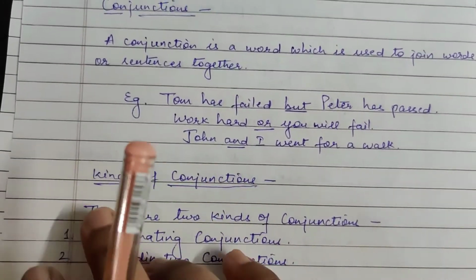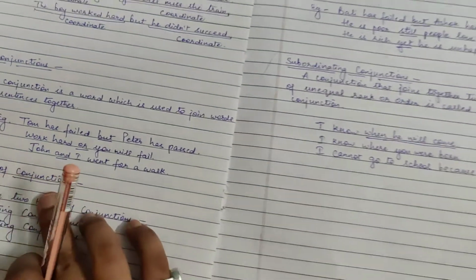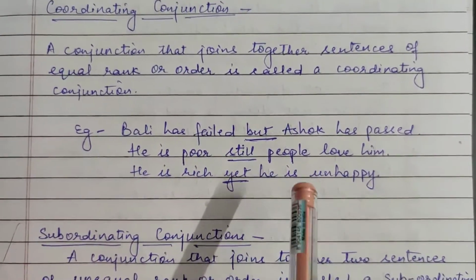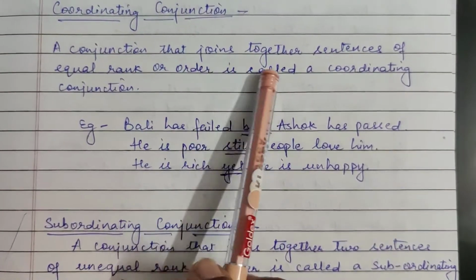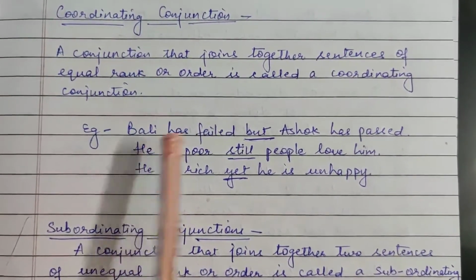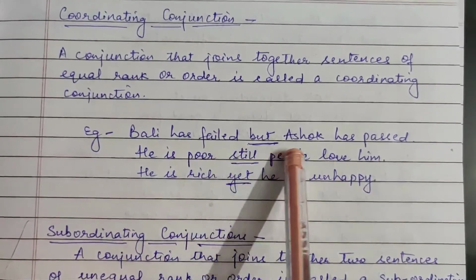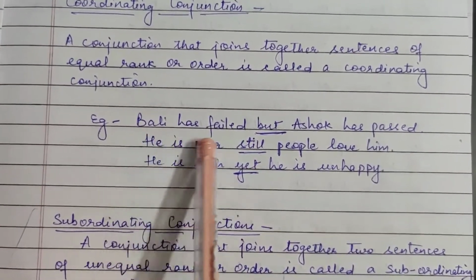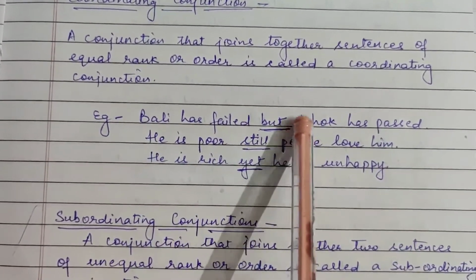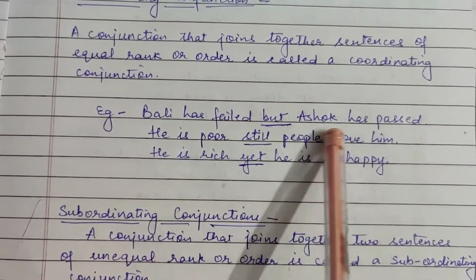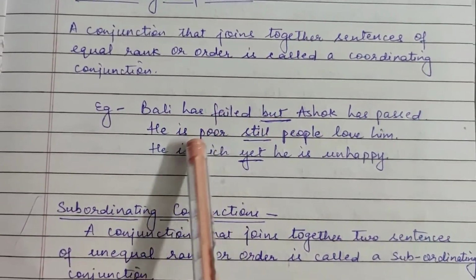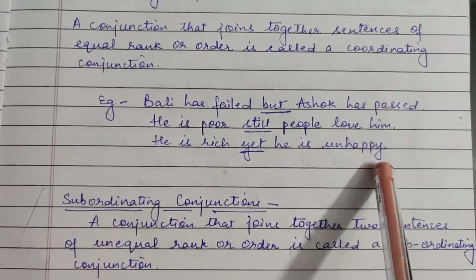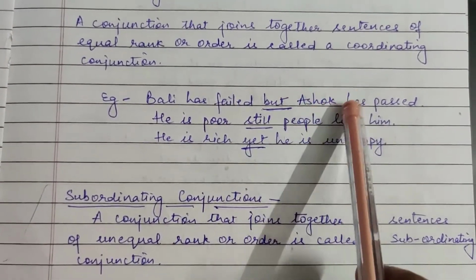Coordinating conjunctions are used in connecting coordinate clauses. As you can see, let's see with the example. Bali has failed but Ashok has passed. If you remember what I just told you, these two are connected together with the help of but. So this is a compound sentence because these are coordinate clauses. He is poor, still people love him. He is rich, yet he is unhappy. Okay, so these three are compound sentences.